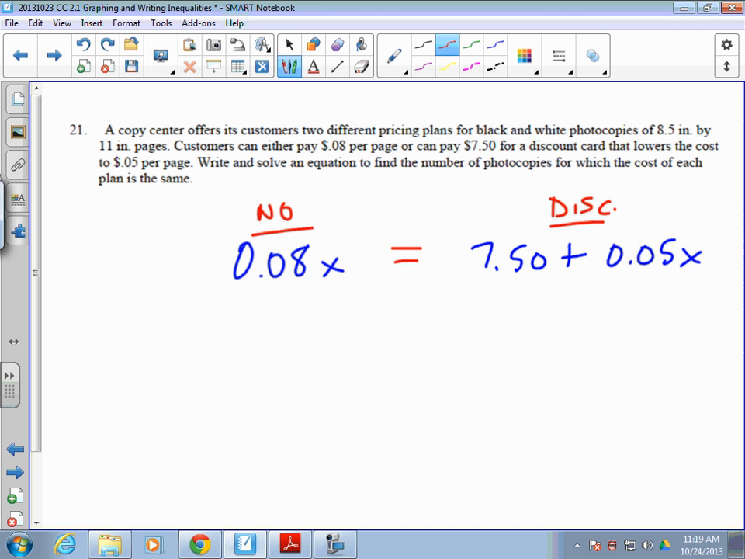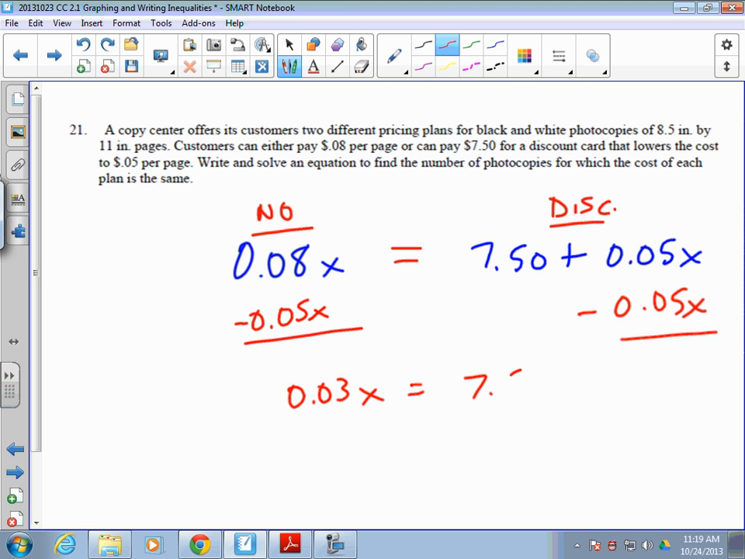In order to find that out, get rid of plus 0.05x by subtracting 5 cents times x. Do the same thing here to balance it out. That leaves you with 3 cents times x equals $7.50. Then get rid of 0.03 times x by dividing by 3 cents. Do the same on this side. And x equals 250.